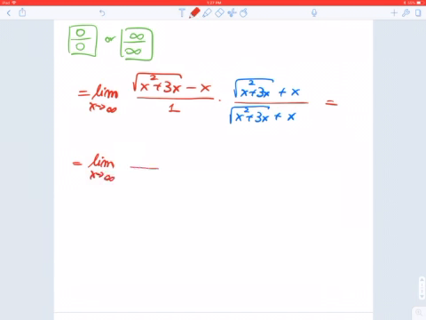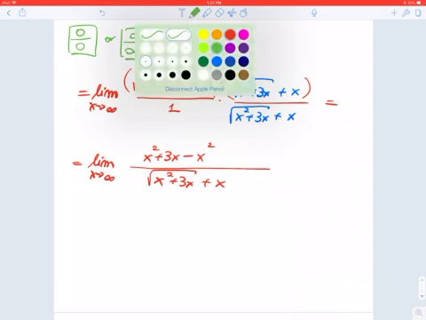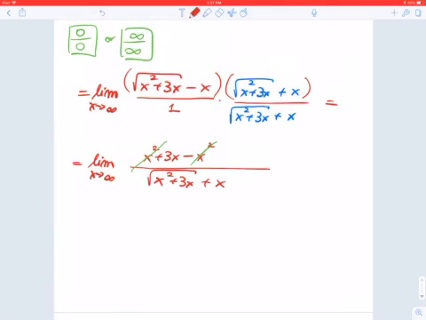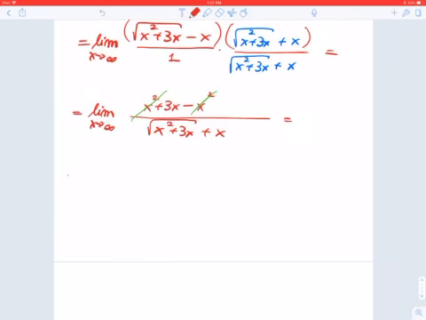Limit as x goes to positive infinity, I will multiply 1 by the square root of x squared plus 3x, plus x in the denominator, and I will distribute everything in the numerator. Foiling the conjugate expression, I have to square the first quantity, where the square root is gone, and square the second quantity. Squaring x, I have x squared. Subtraction. I see some simplifications. I can also rewrite my denominator a little bit.